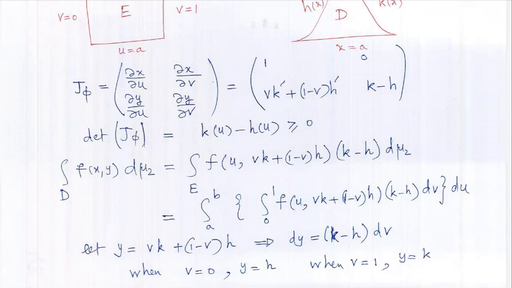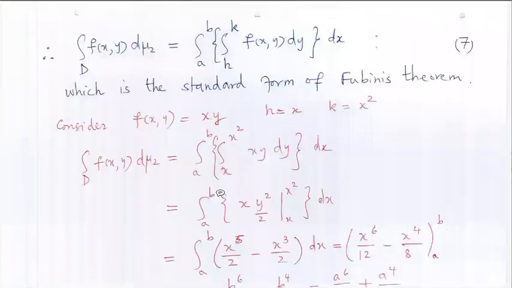So when v is equal to 0, y is equal to h, when v is equal to 1, y is equal to k, and if we substitute this over here, this integral will be equal to the integral of f of x, y dy dx. So if we use the integration over this, the integration becomes easier. This is the standard form of Fubini's theorem, because we have converted this integration into two integrations by two different coordinates.